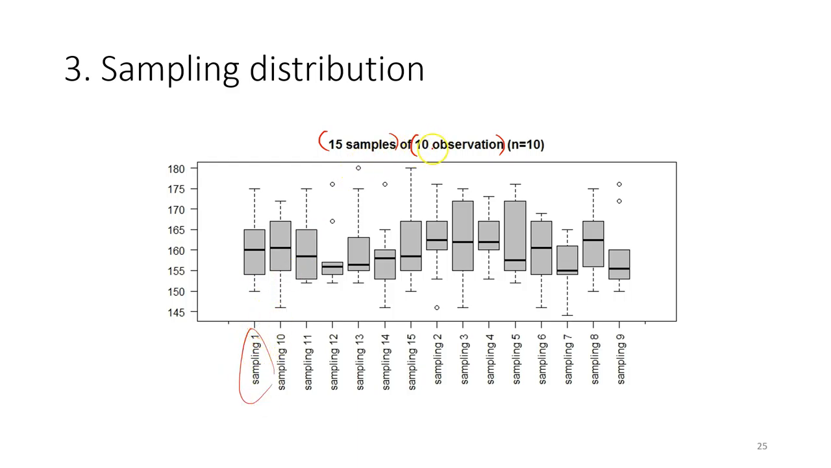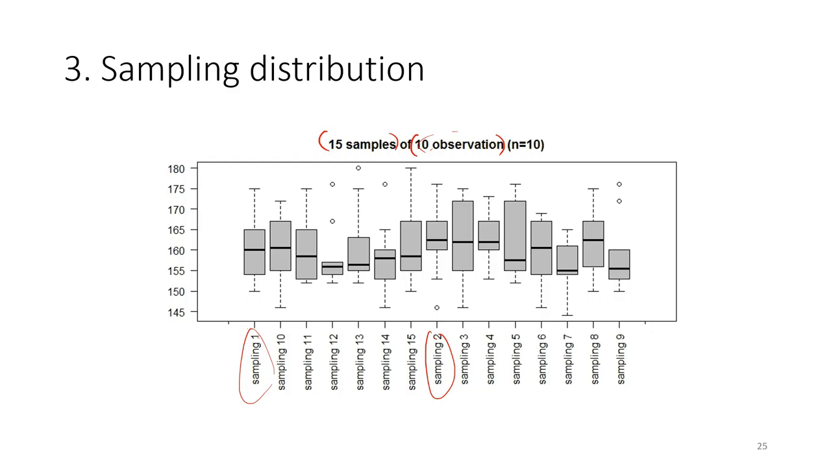After you get the data from 10 observations, let's say it's body height, you make a box plot. The box plot is one of the ways you can describe the characteristics of your data. You can see the maximum, minimum, where the median is, and whether the data is normally distributed. After that, for the second sampling, you obtain the data and make another box plot. You can see the data that you obtain is slightly different between different samples.